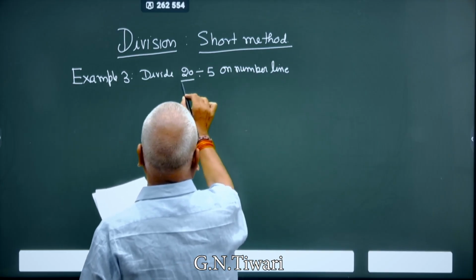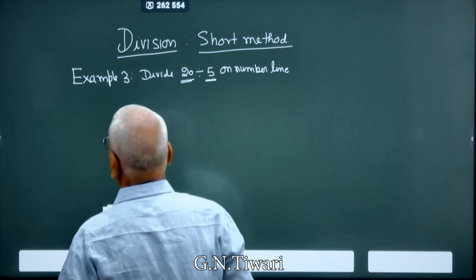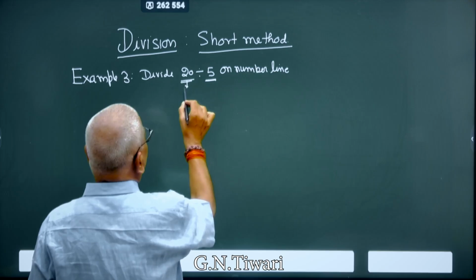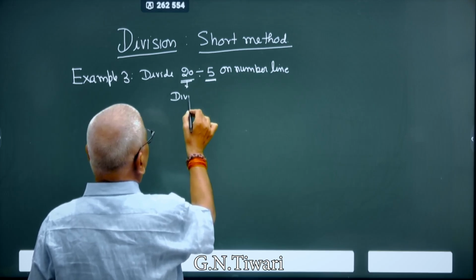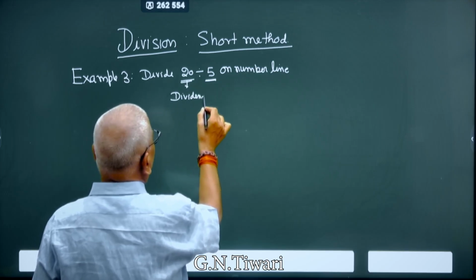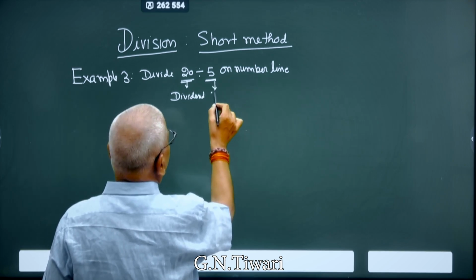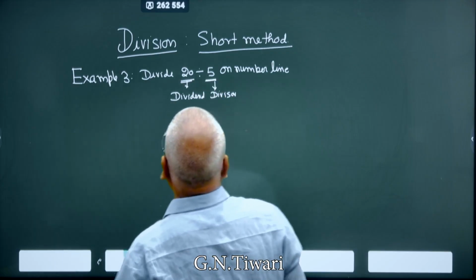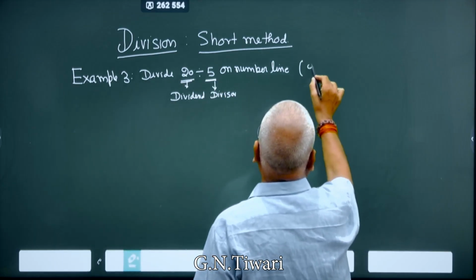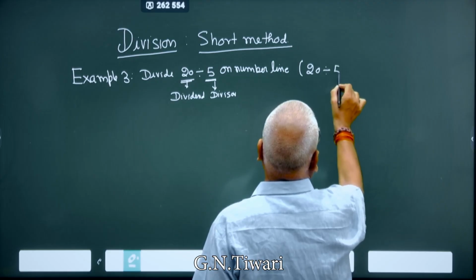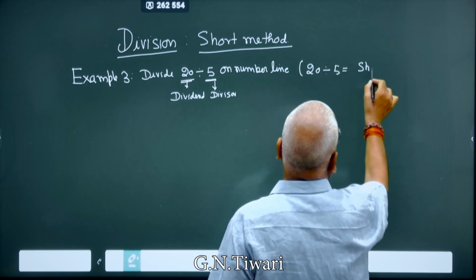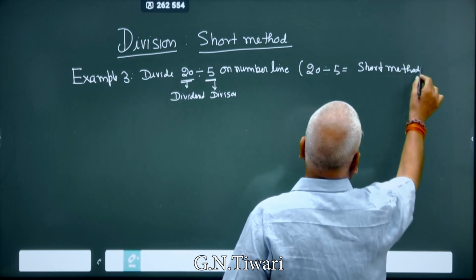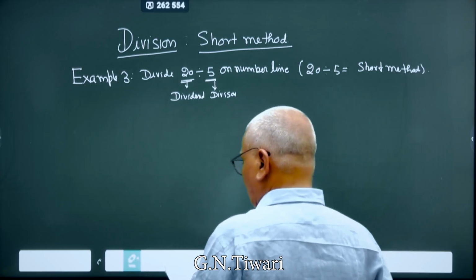यहाँ पर इधर क्या, this is the dividend, this is the divisor. Again I am writing for help. This is the dividend, and this is the divisor. But when you write 20 upon 5, this is the short method. अब देखिए सॉल्यूशन क्या है.